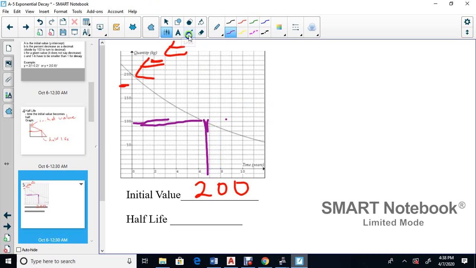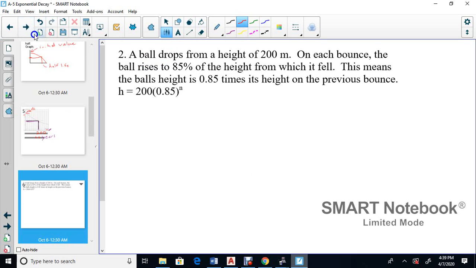Maybe I can use one of these arrow things here. So you go across where it meets, and then you come straight down. You'll find that it's between the 6 and the 7, maybe 6.6. So you estimate it's about 6.6. Over here it tells you years, so you add the word years here. 6.6 years.